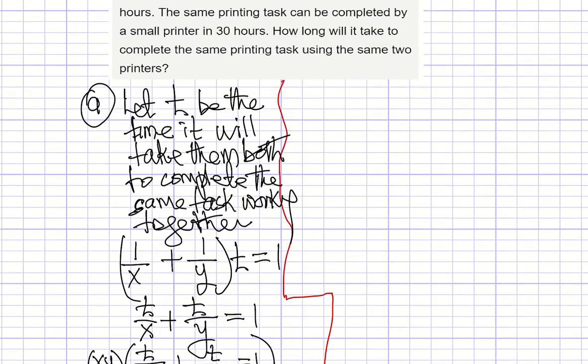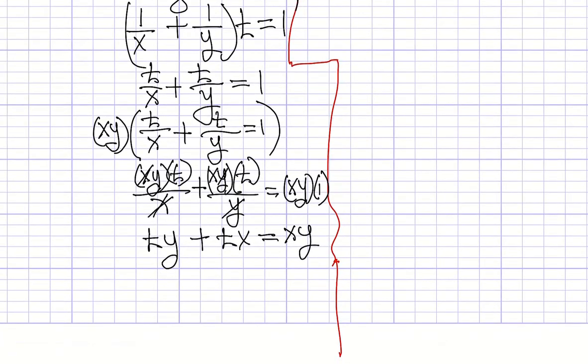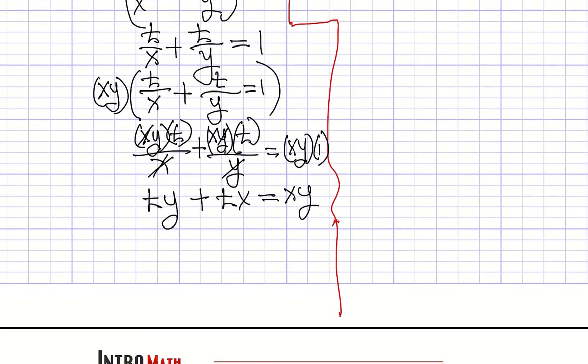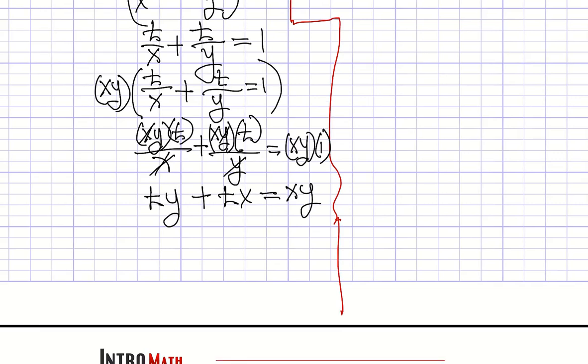Okay, so notice that we can pull T out. You remember, we've done it 1,000 times. We'll pull T out like that: T times (Y plus X) equals X, Y.